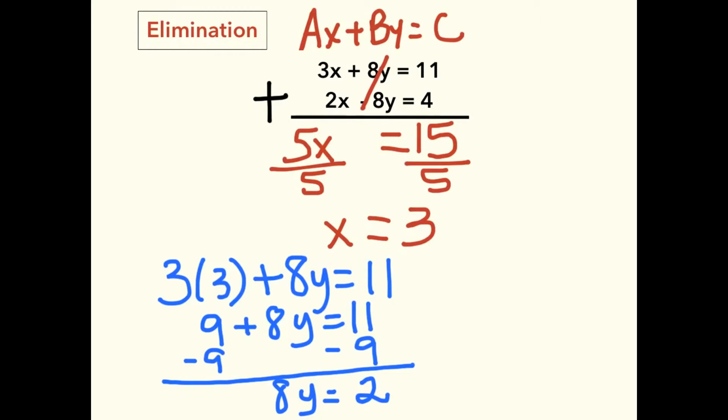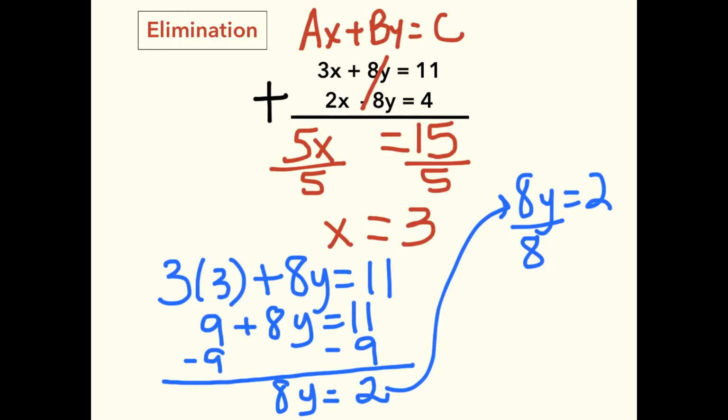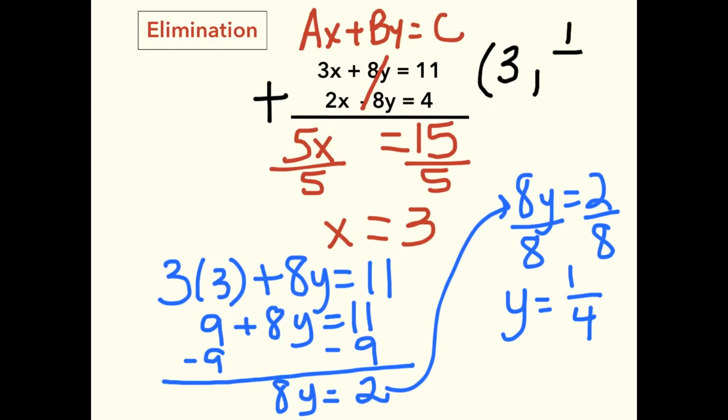Then we just divide, and I'm going to move this over here so we can see it better. 8y equals 2. So now we divide by 8. You can stick that in your calculator and turn it to a fraction, and that's 1/4. So now we have x equals 3, and we have y equals 1/4. So we put our solution back into an ordered pair, because remember, if we were to graph these, we'd be looking for that intersection point. So we have to put it in an ordered pair. So our answer is (3, 1/4).